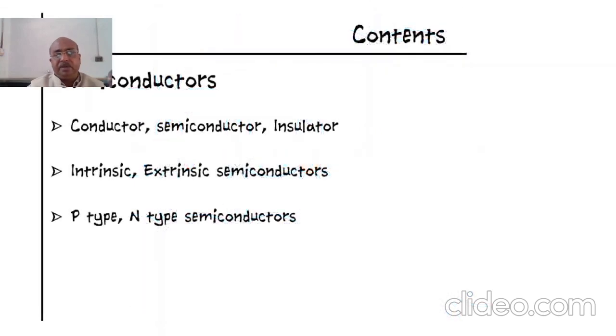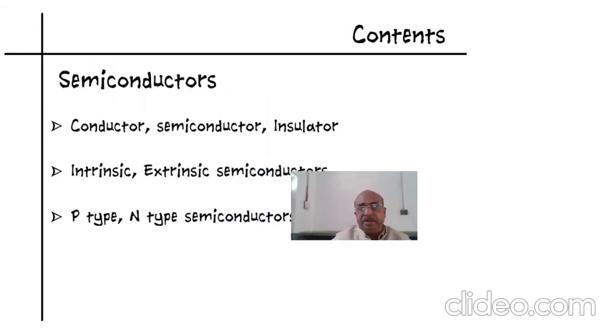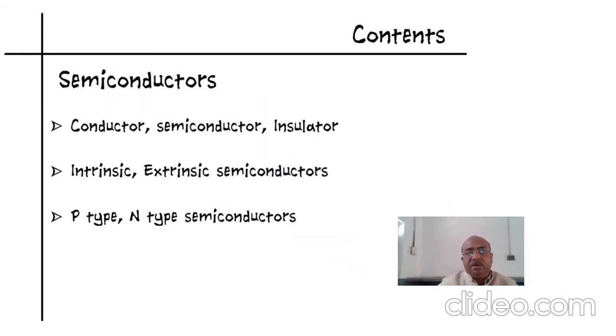current. So this is all that we have learnt today about semiconductors, about intrinsic, extrinsic, and p-type and n-type semiconductors.